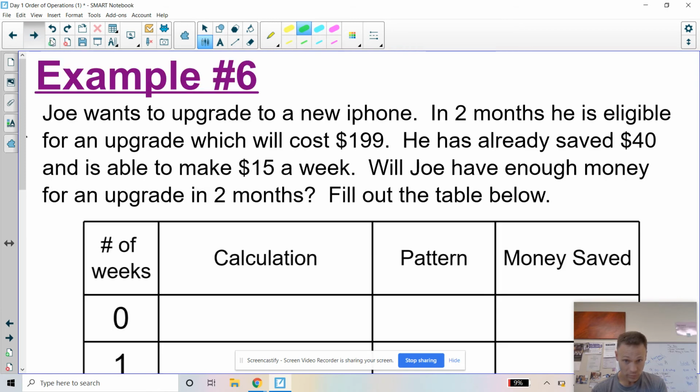All right. Last couple of problems here. So Joe wants to upgrade to a new iPhone. In 2 months, he is eligible for an upgrade, which would cost him $199. He has already saved $40 and is able to make $15 per week. Will Joe have enough money for an upgrade in 2 months?